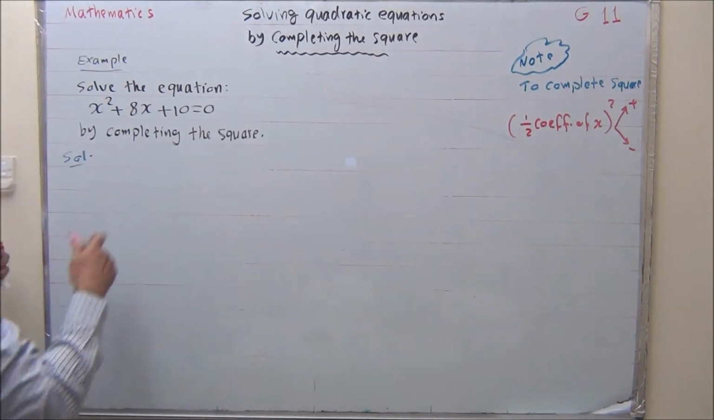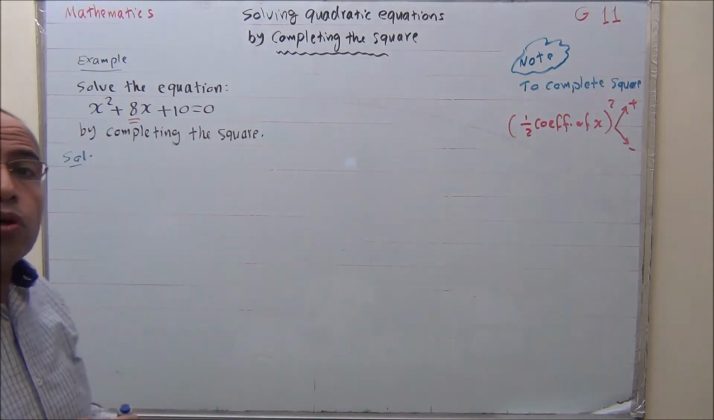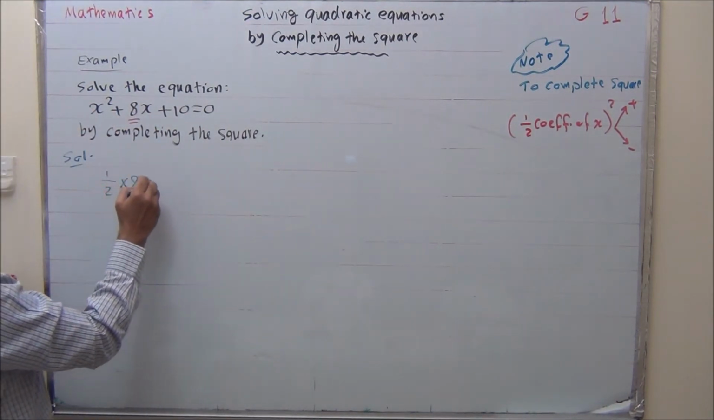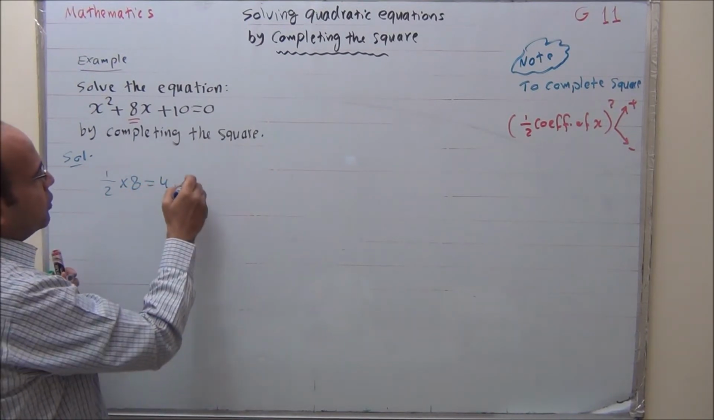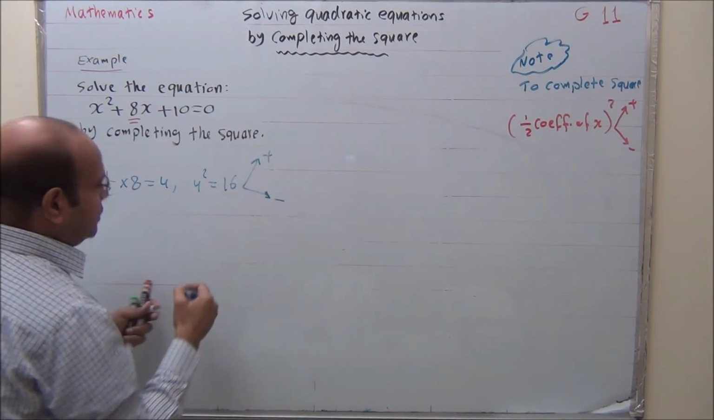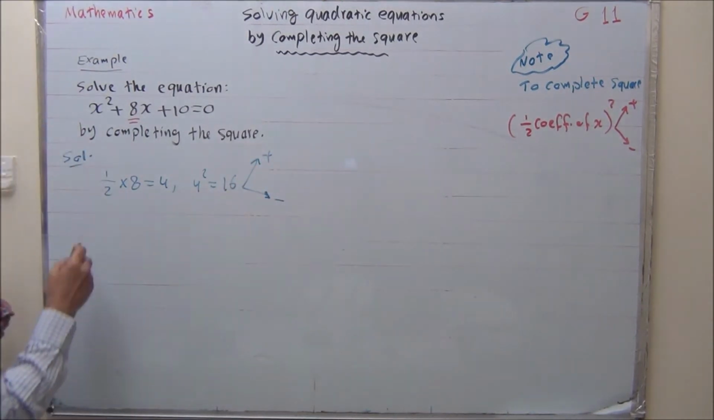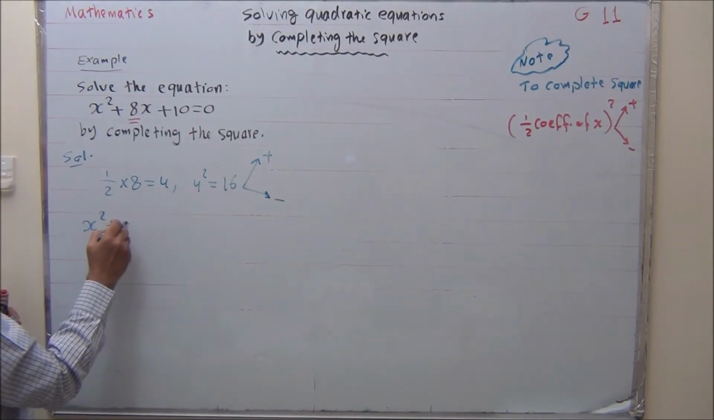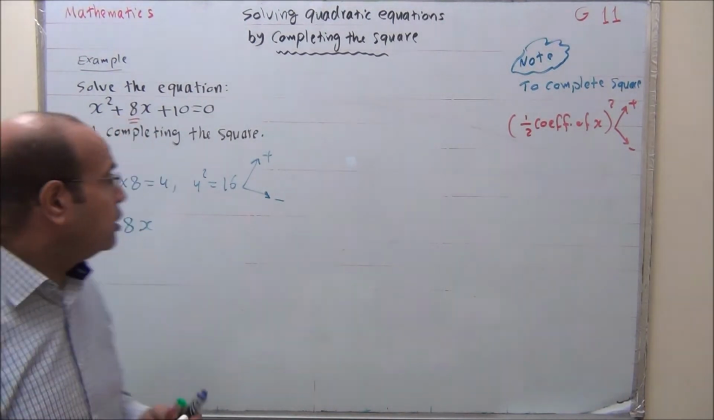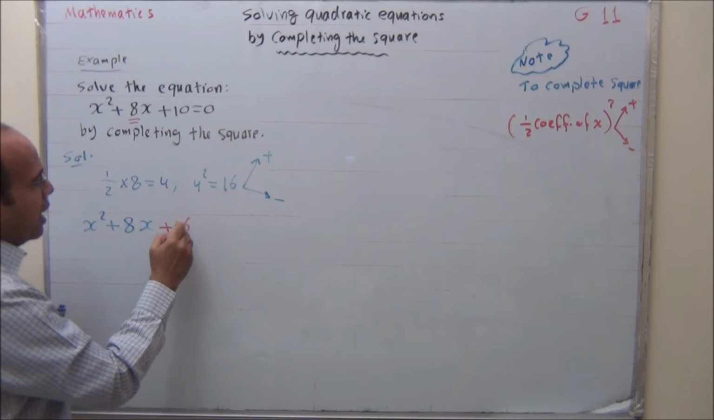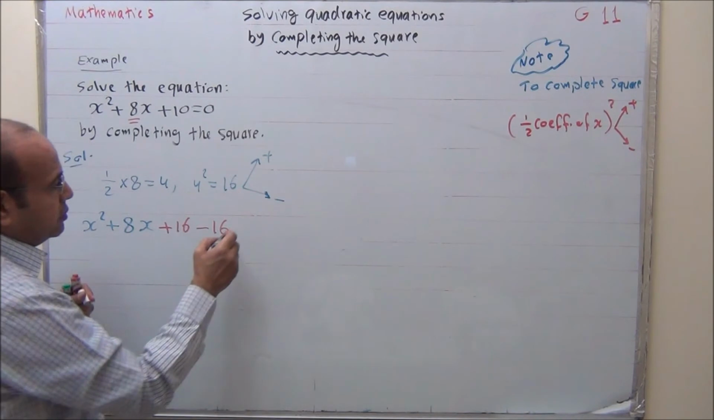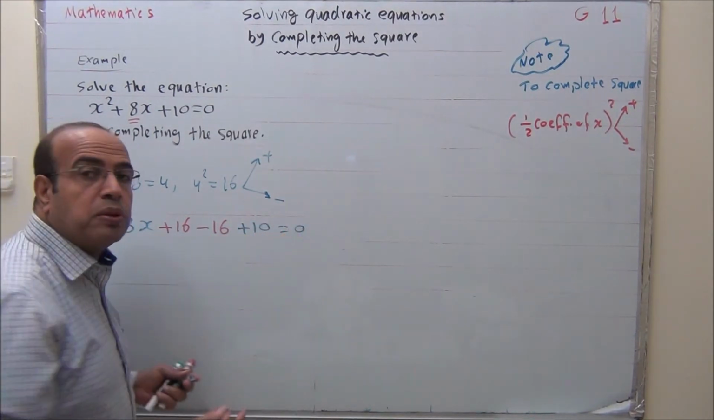So, what is the coefficient of x? The coefficient of x in the given is 8. So, we take half of 8. So, half multiplied by 8 equals 4. Square 4. 4 squared equals 16. So, we add 16 and subtract 16. Then, x squared plus 8x. Remember, after x, directly just write plus. So we write plus 16. And then minus 16. It means we add 0. Plus 10. All of this equals 0.